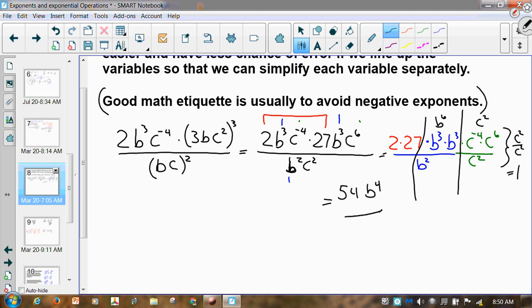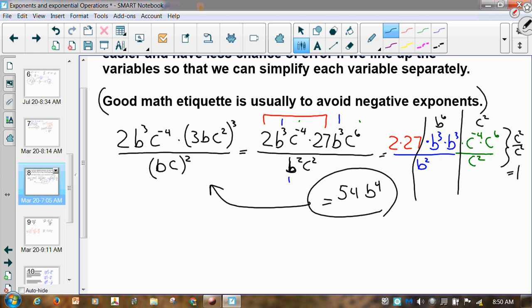So what we ended up with, from what started out as a fairly complex looking problem, is really a simple answer. When we say simplify the exponential expression, this is what we're talking about. We take our numbers and then we take each variable and we work it down to something reasonable.